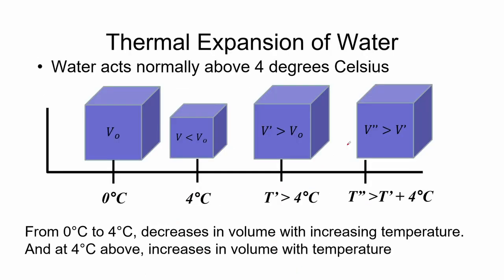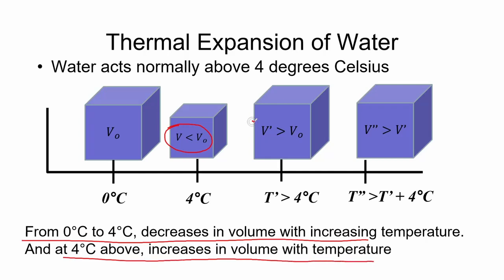Here we look at the strange behavior of water. When the temperature is from 0 degrees to 4 degrees Celsius, the volume of water decreases with increasing temperature. This is strange because we normally expect that when objects are heated, the object increases in size. But this behavior only happens between these temperature ranges. For temperatures greater than 4 degrees Celsius, the volume increases with increasing temperature.